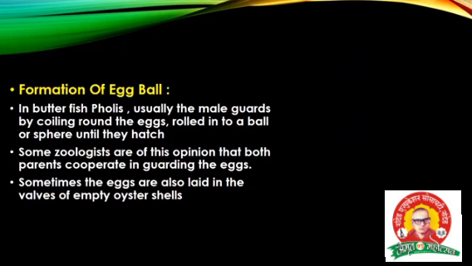Then the formation of egg ball is one of the examples of parental care. In butterfish, usually the male guards the eggs by coiling around them, rolled into a ball or sphere until they hatch. Some zoologists are of the opinion that both male and female can take care of the eggs. Sometimes the eggs are also laid in the walls of an empty oyster shell.